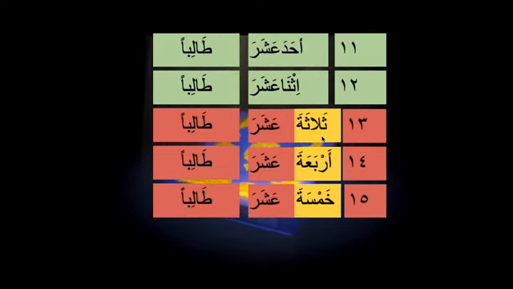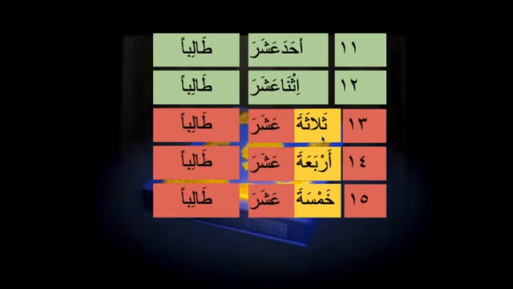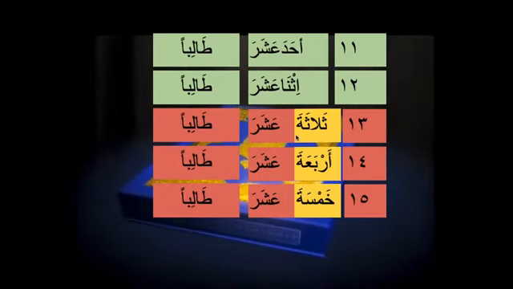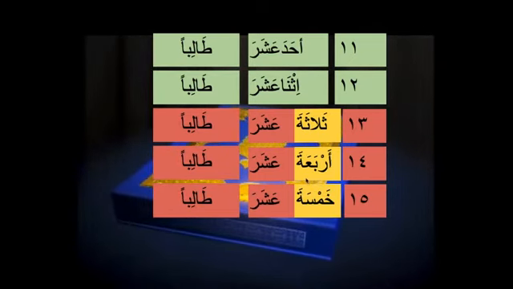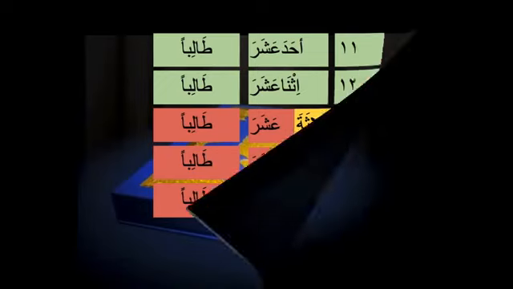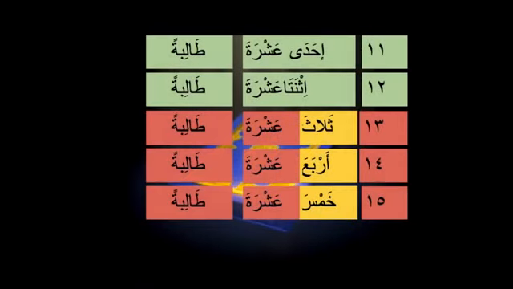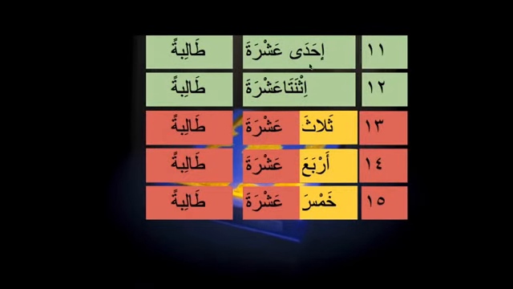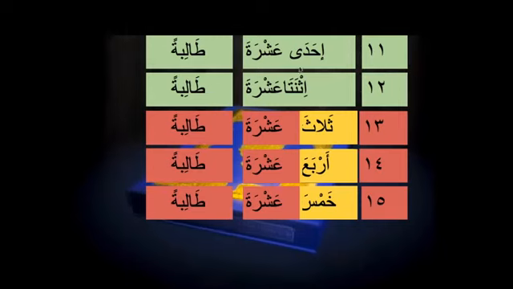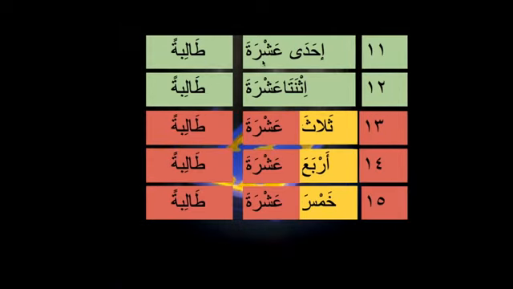So this is the example for طالبا. If you want to say أحد عشر طالبا, اثنا عشر طالبا, ثلاثة عشر طالبا, أربعة عشر طالبا, خمسة عشر طالبا. But if you want to go to muannath, so 11 and 12 will match the ma'dud. So 11 for the muzakkar was ahda, and for the muannath will be ihda.